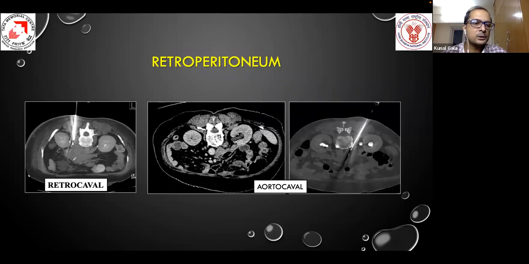So another approach is for the retrocaval lymph node. One can go posteriorly and can see the ureter as well. So this is another lymph node which is located in the aortocaval location. So we can do a good amount of hydrodissection, displace the structures, and then go in with the needle and do a biopsy.